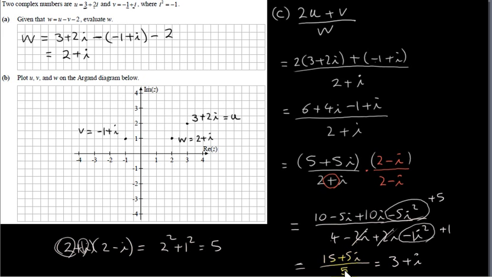Now we take each term on top over 5. 15 over 5 is 3. 5i divided by 5 is 1i. So we have now written all of this here as this single complex number, 3 plus i. So all of this here is equal to 3 plus i.